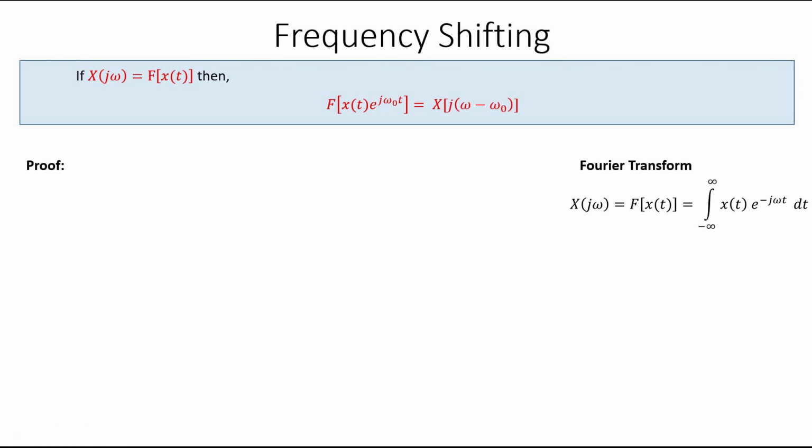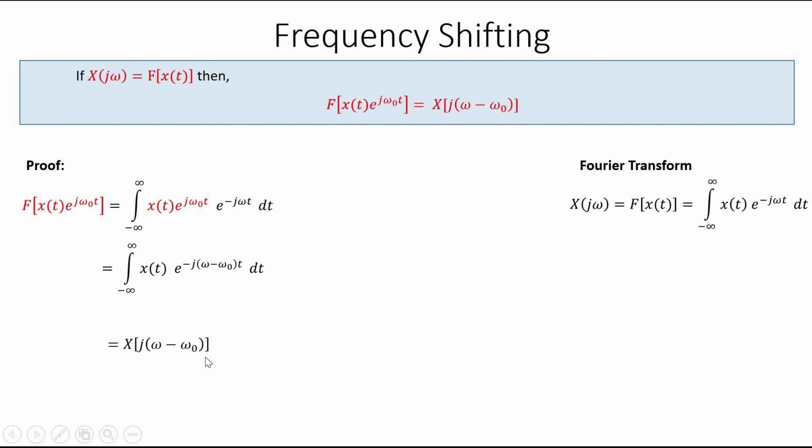We can have the proof from the general formula. Instead of x of t, we have to write x of t e raised to j omega naught t. So we can multiply these two. So it becomes e raised to minus j omega minus omega naught, combining these two. Again, if you compare, this is actually x of j omega, so here it is omega minus omega 0, so it is x of j omega minus omega 0, hence the proof.